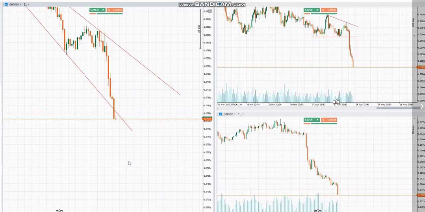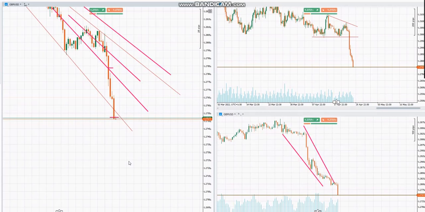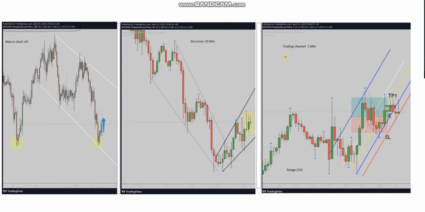So thanks SH for sharing this trade on the Forex pair of Great British Pound USD today on 25th of April 2022. Also, I saw Yasin shared this trade on that USD there.